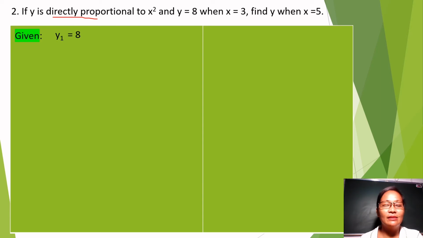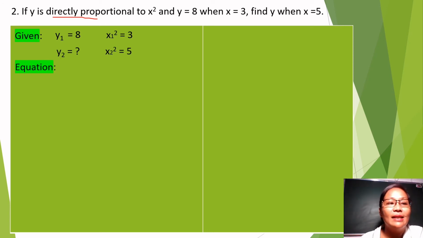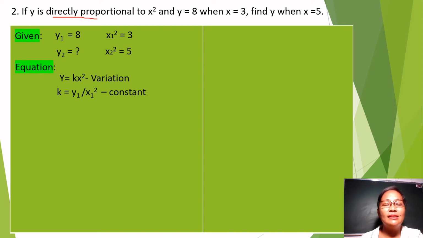So y sub 1 is equal to 8, x sub 1 squared is equal to 3, y sub 2 is our unknown, and x sub 2 squared is equal to 5. For our equation from the problem, we have y is directly proportional to x squared. Therefore, we have y is equal to kx squared. For our constant, we will find k is equal to y sub 1 all over x sub 1 squared.